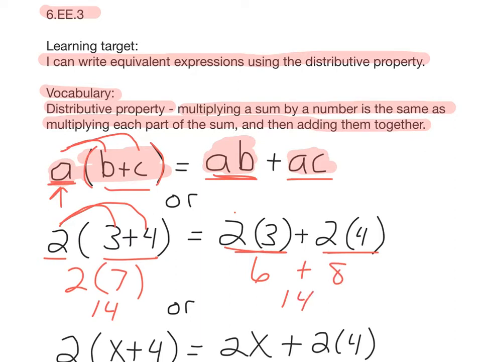When I'm using the distributive property, I will almost always draw these little rainbows in to remind me to multiply the number in front of the parentheses times everything inside the parentheses. And I would recommend you doing the same thing. Okay, let's look at another example.